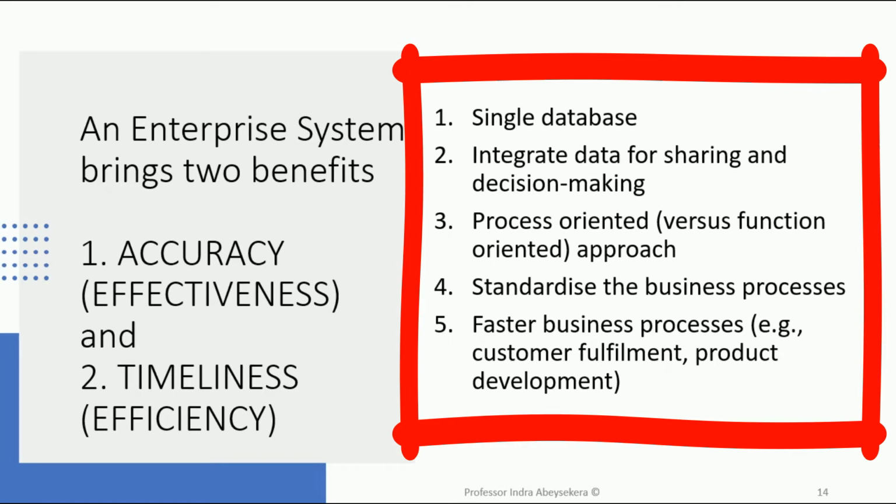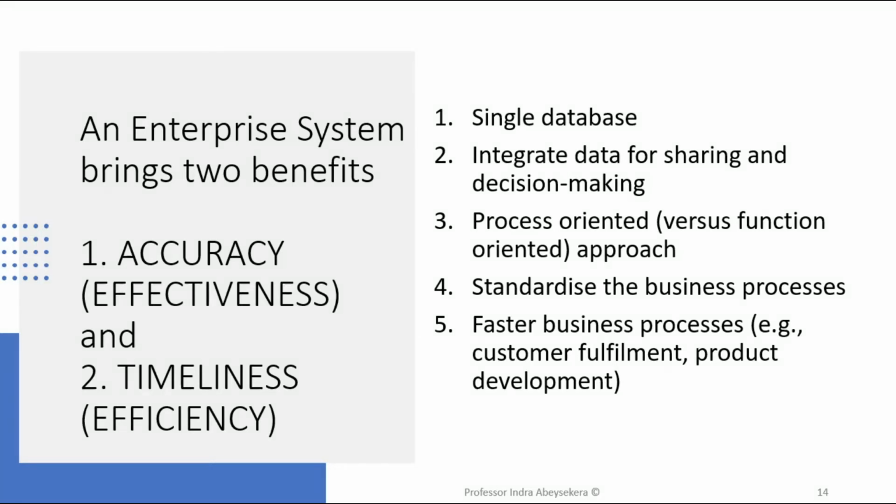Because the enterprise system can bring this data into one place, it can standardize the business processes, can have this set of enterprise rules and apply these enterprise rules to these processes. And because it is applying these standardized rules, the business processes are faster, leading towards customer satisfaction and product development.